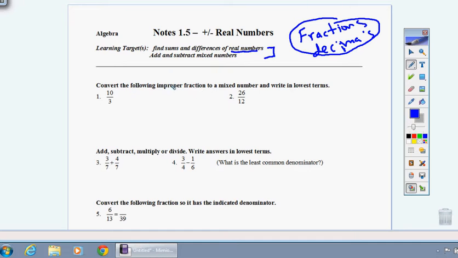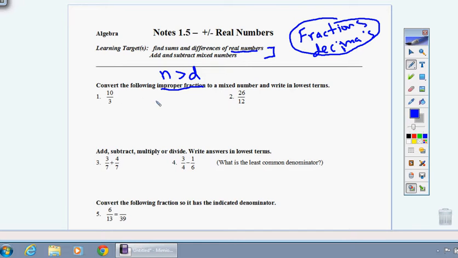Here it says convert the following improper fraction. There's our first vocab word. When it says improper fraction, what does that mean? Well, it means that the numerator is greater than the denominator. Okay, notice here 10 is greater than 3. Here 26 is greater than 12. So the numerator is greater than the denominator.